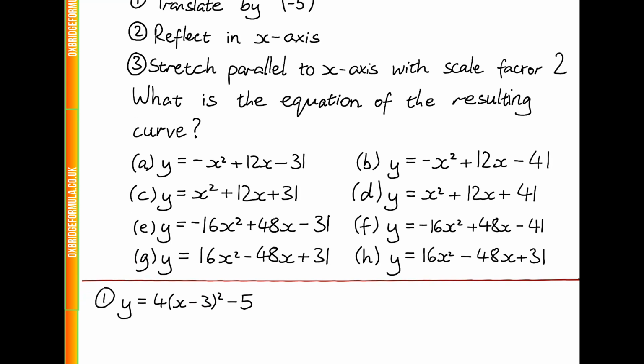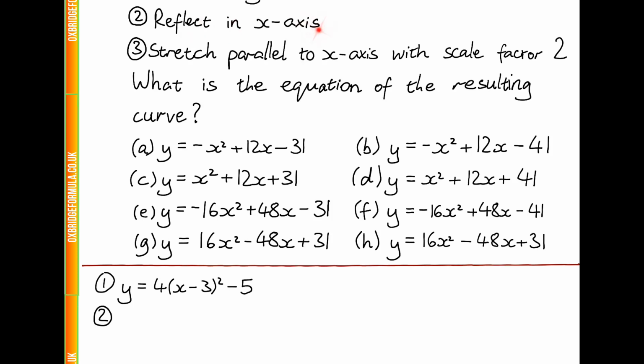Okay, next we want to reflect it in the x-axis. So what do we do if we reflect a curve in the x-axis? Well, we just multiply everything on the right-hand side by minus 1, and therefore that gives us y equal to minus 4 times (x minus 3) all squared, now plus 5.